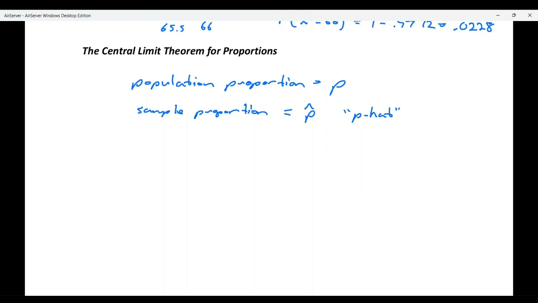So this central limit theorem for P, often called large counts, has a similar implication as it did for the central limit theorem for values. In this case, though, it's a little bit different. We're going to say this.